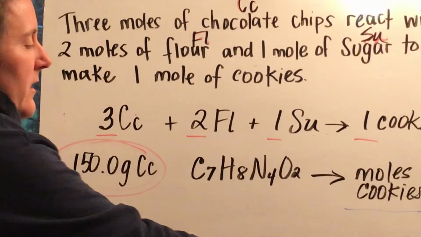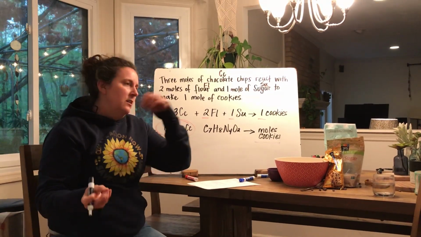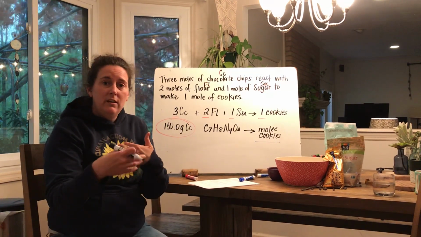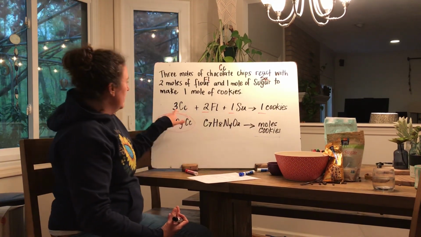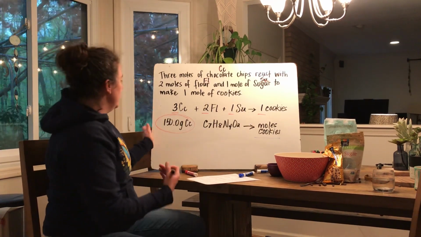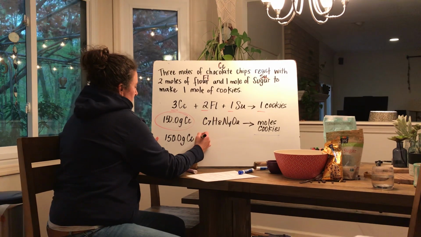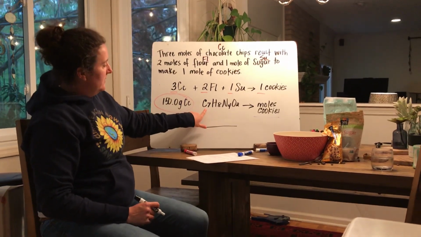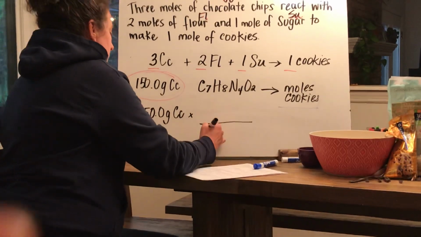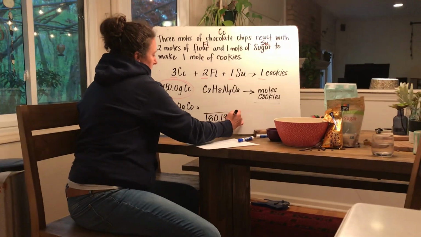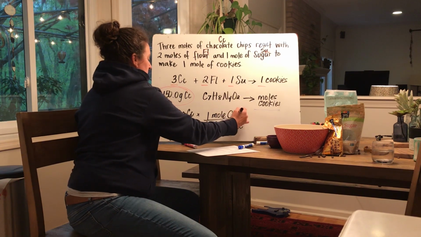Here we have a little bit of a multi-step problem because you can't just jump from grams of one substance in your recipe to moles of another. You've got to go through the coefficients, which is your mole ratio. So in order to convert from chocolate chips to cookies, I need to be in moles. And in order to be in moles, I need to know the molar mass of my chocolate chips, which is just the combined mass of carbon, 7 of those, plus 8 hydrogen, plus 4 nitrogen, plus 2 oxygen. So the molar mass is 180.19 grams for every 1 mole, right?